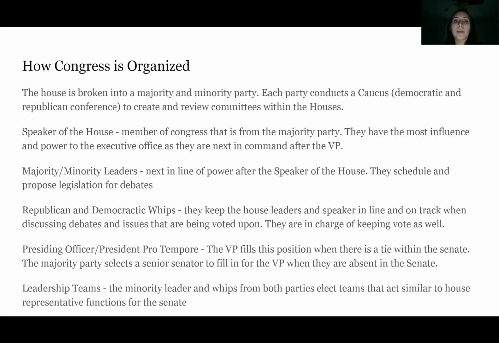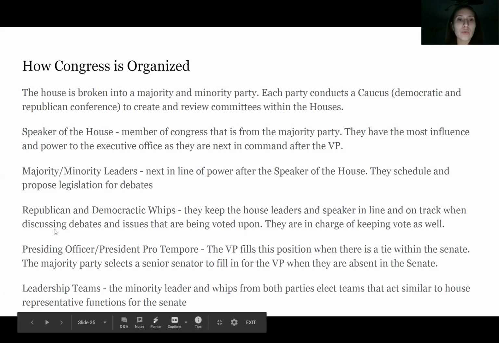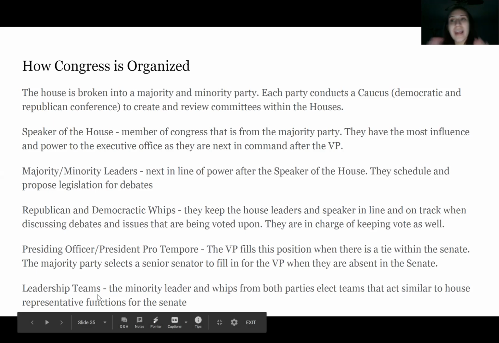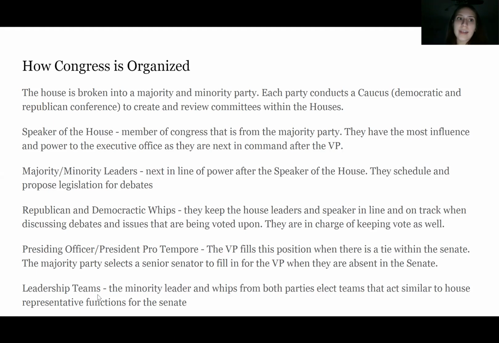Leadership teams. The minority leaders and whips from both parties elect teams that act similar to the House of Representatives in functions for the Senate. So leadership teams are basically the same thing as Democratic whips, but for the Senate. So Democratic whips is specifically for the House of Representatives. Presiding officer is for the Senate. Leadership teams is for the Senate, but acts as the whips for the Senate.